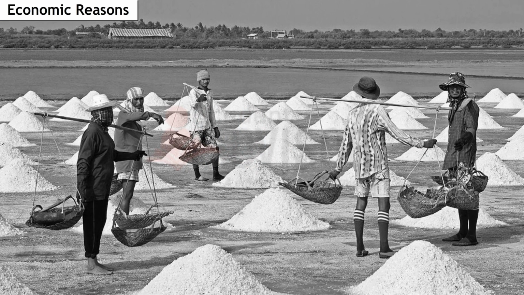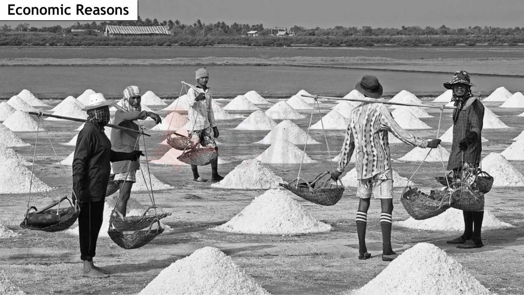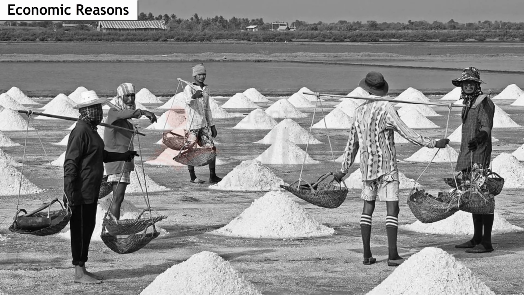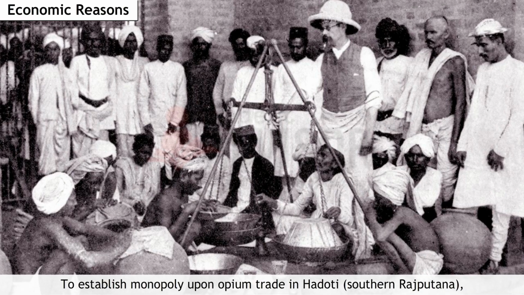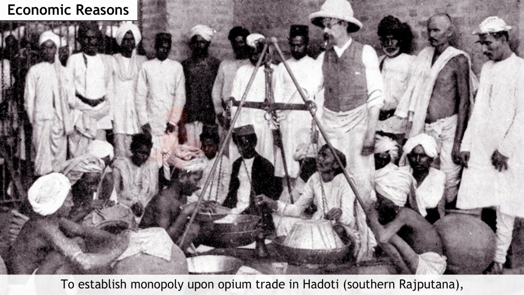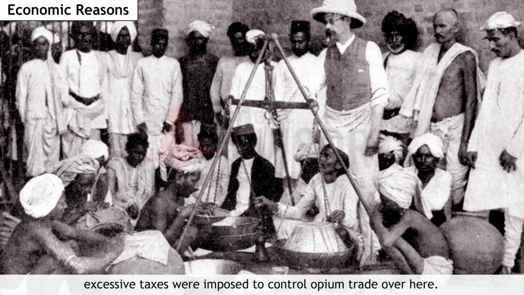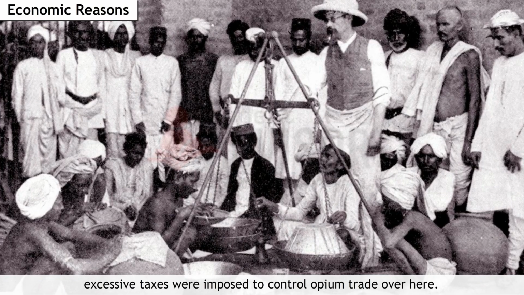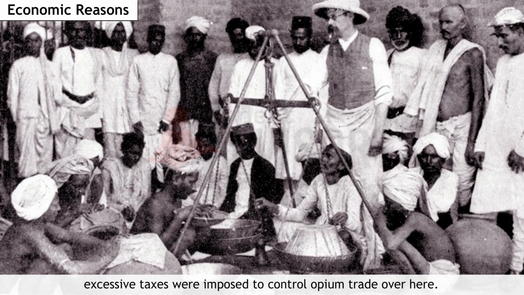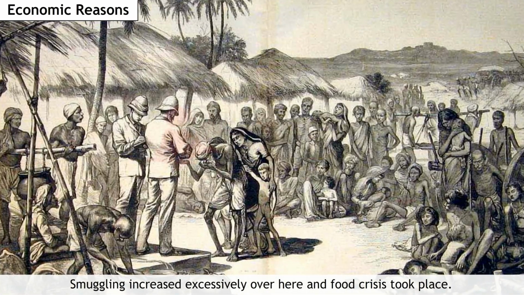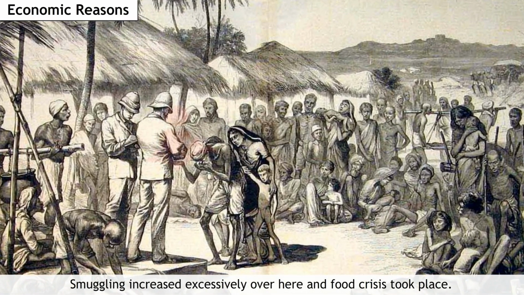The British established their control upon opium and salt trade and seized the salt production. To establish monopoly upon opium trade in Hadoti, southern Rajputana, excessive taxes were imposed to control opium trade over here. Smuggling increased excessively over here and food crisis took place.